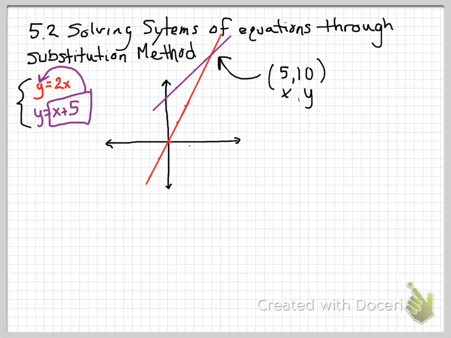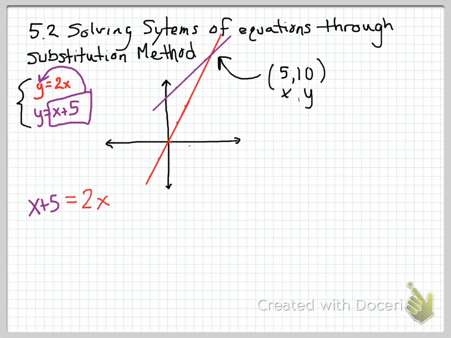I can take the red equation, y equals 2x, and I can take out the y and replace it with x plus 5, because the purple equation says that y is equal to x plus 5, so that means they must be the same thing. So now I can take this equation. What's nice about this equation is that I only have one variable now.